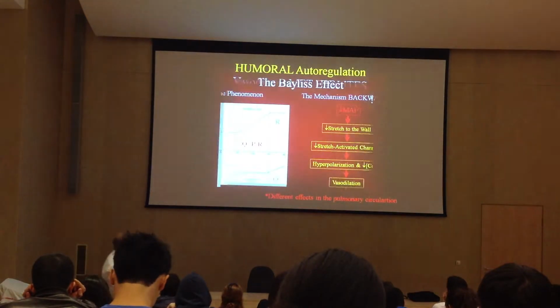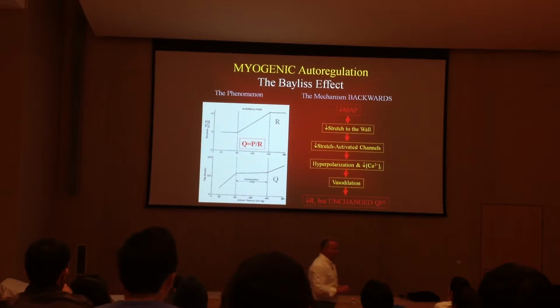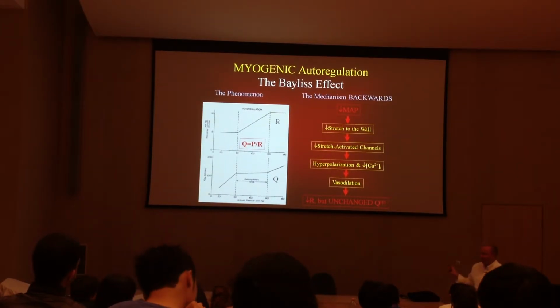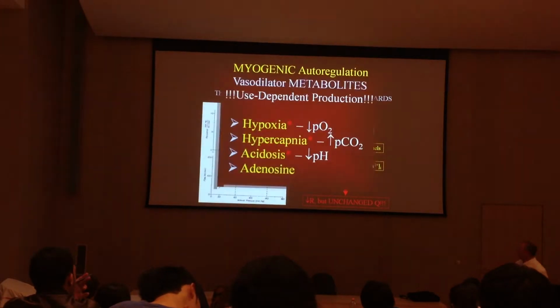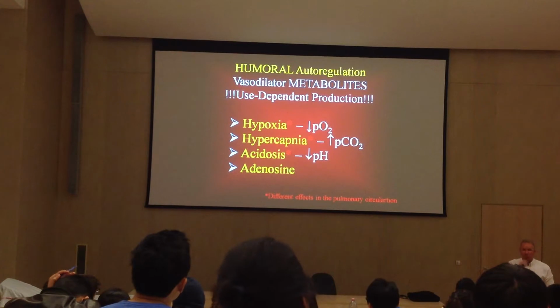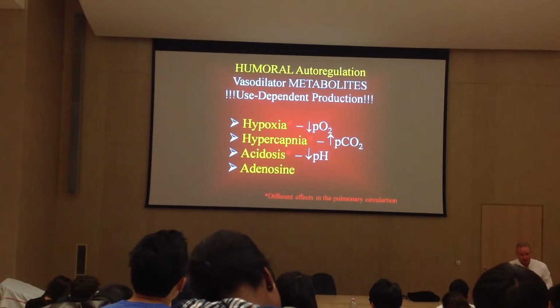Okay? So never forget that the Bayliss effect is the myogenic autoregulation. We are going to learn several organs when we learn about the regional circulation, when we will see these effects, and also we have use-dependent regulation. Sometimes you will see that these two mechanisms help one another, but sometimes they go against one another.